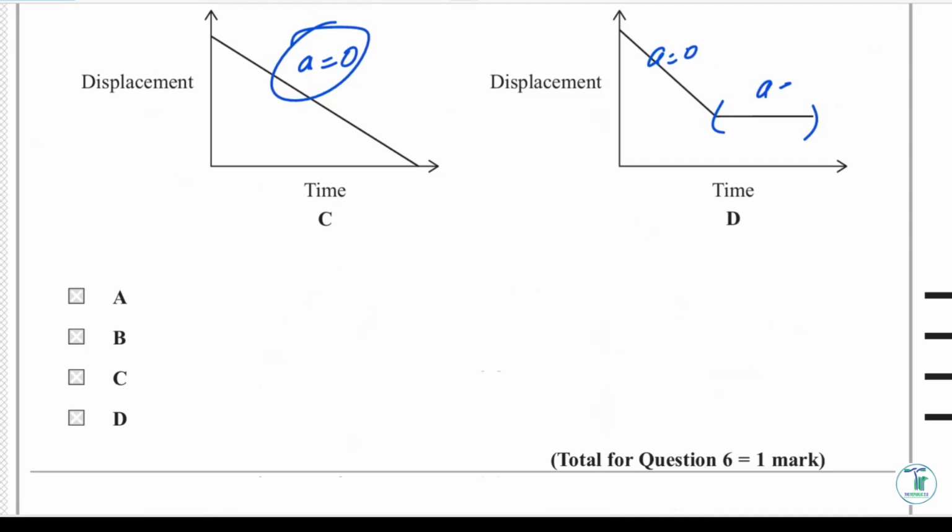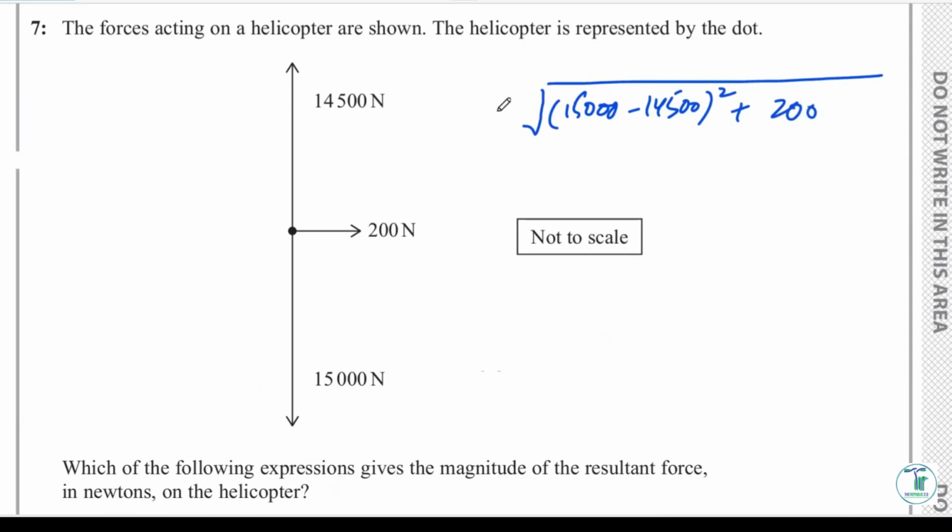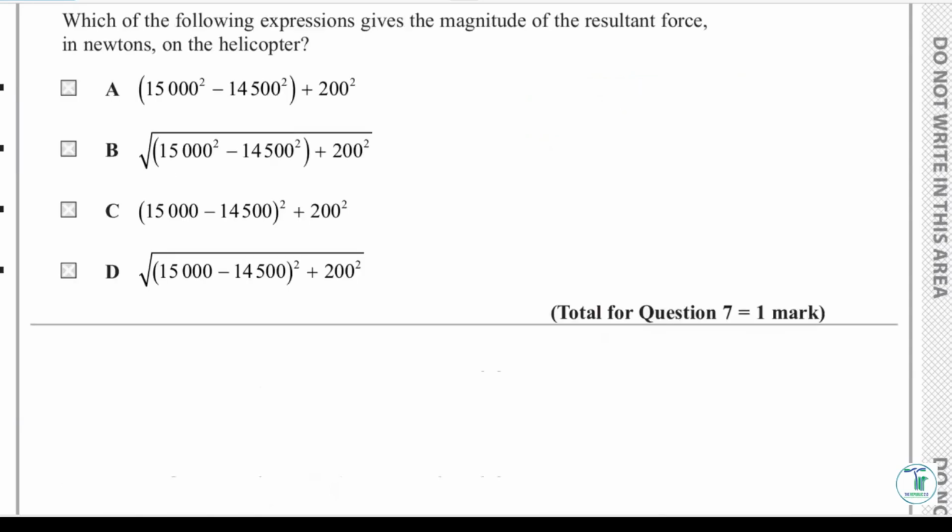Now, for the next question, you have got the forces acting on the helicopter shown: 500 upwards, 15,000 downwards, 200 forward. Find the resultant force. If you want to calculate the resultant force, first of all, you need to talk about the resultant forces acting along the y-axis. And that must be the square root of (15,000 minus 14,500) squared plus 200 squared. That is how you'll calculate the resultant force, and that must be it. So the final option is going to be the B part.